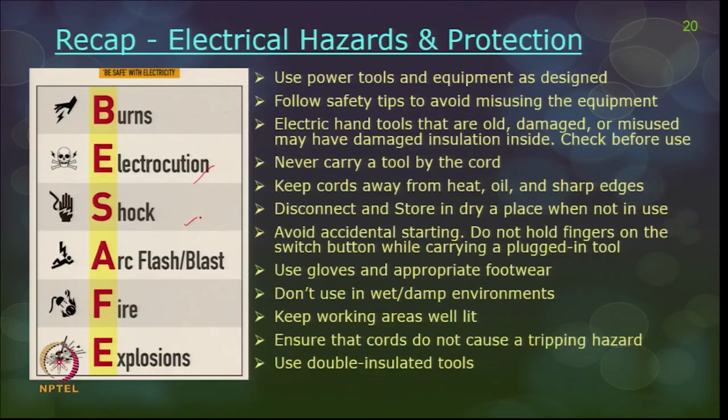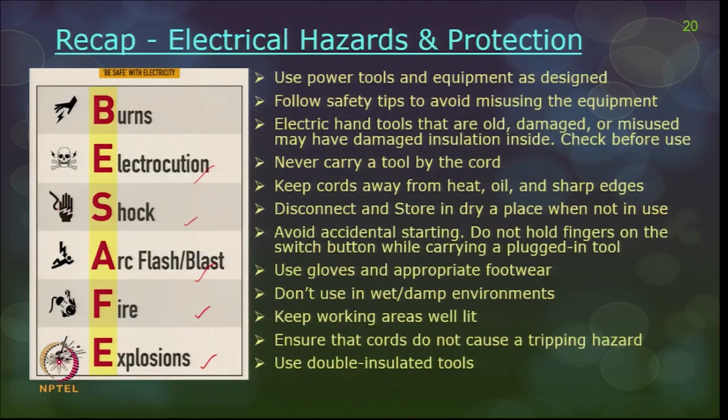So, recap electrical hazards. Most of the electrical hazards are very easy to remember, just put together the words "be safe". B stands for burns, E for electrocution, S for shock, A for arc blast or arc flash, F for fire and E for explosions. So, all the hazards related to electricity can be arranged like this.